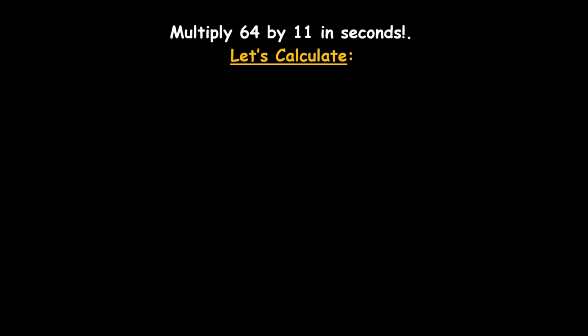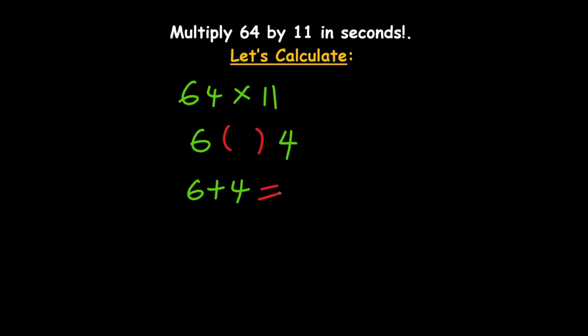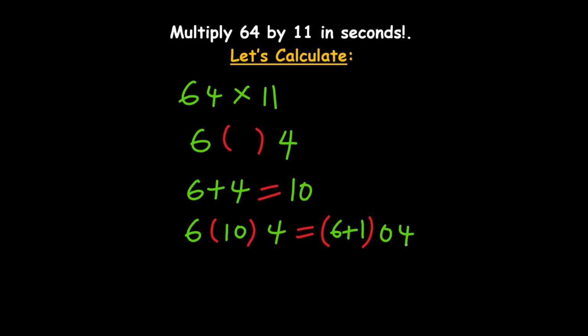We are required to multiply 64 by 11. Now, write the digits with a space between them. 6, 4. Next, add the two digits together. 6 plus 4 is equal to 10. That gives us 6, then 1, 0, then 4, which means 64 times 11 is equal to 704. Quick and easy.